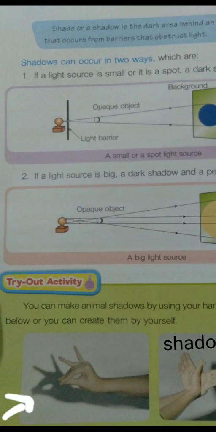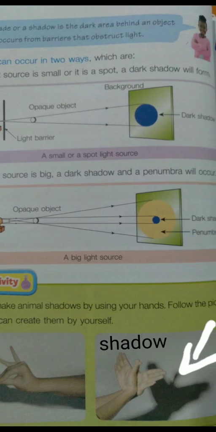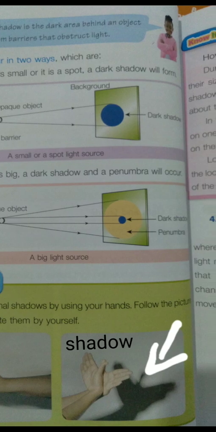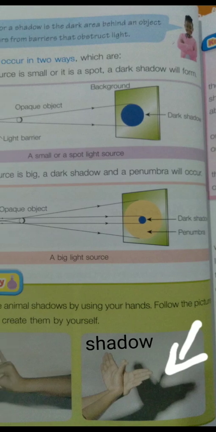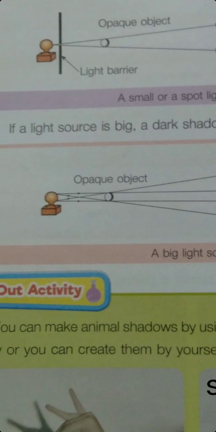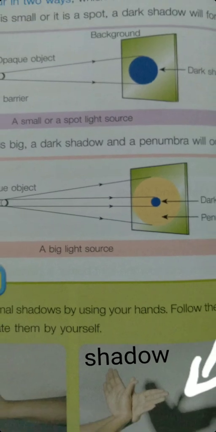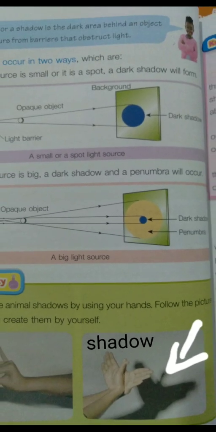And then number two, if a light source is big, a dark shadow and a penumbra will occur. So there's a penumbra here, the yellow color, around the opaque object. And this one, the blue color, is the dark shadow. The penumbra is the yellow color. So that is called the penumbra. That's the big light source.